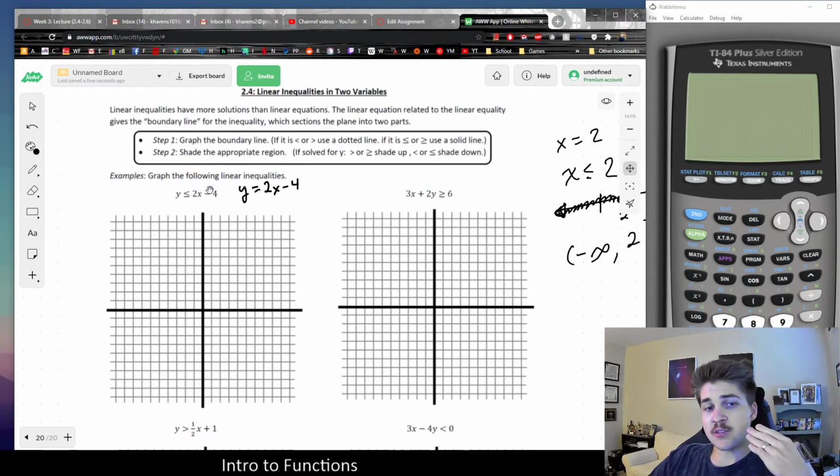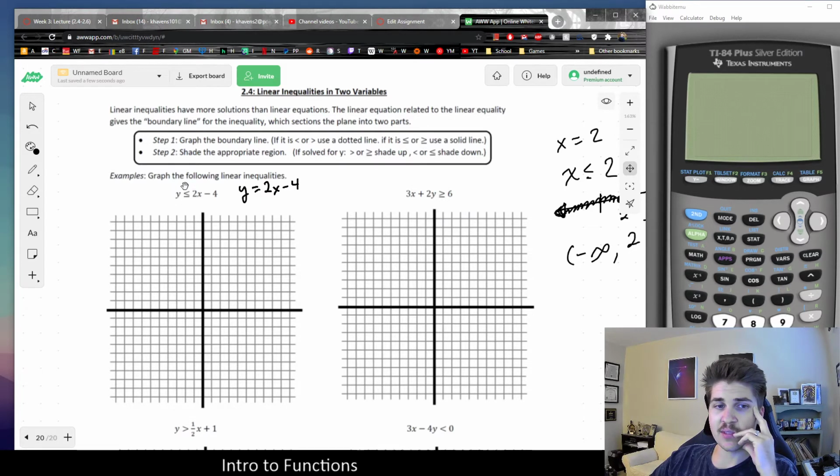And so what I'm trying to do to begin with is talk about the basic idea of how an inequality differs from an equation, but also teach you the step-by-step ways to do it. We often refer to this as the boundary line for an inequality, and that's what step 1 always is: graph the boundary line. If it is less than or greater than, use a dotted line. If it is less than or equal, greater than or equal, use a solid line.